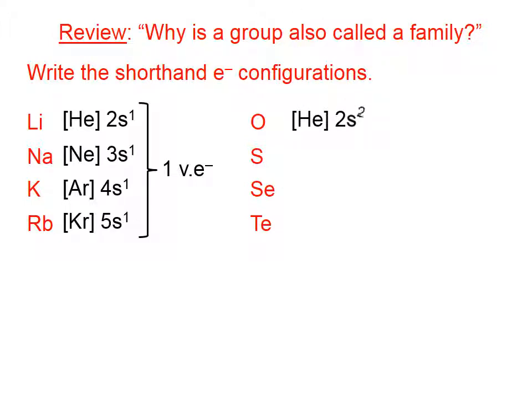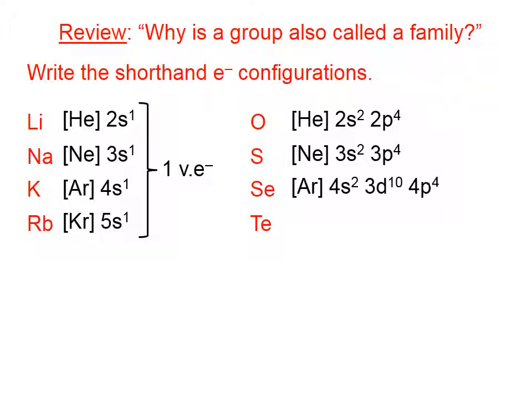The noble gas that precedes oxygen is helium. Then we continue from the left side of the table, 2s2, 2p4. Sulfur, which is right below oxygen, would have [Ne] 3s2, 3p4. Selenium is below sulfur in the periodic table. Its shorthand electron configuration would be [Ar] 4s2, 3d10, 4p4.